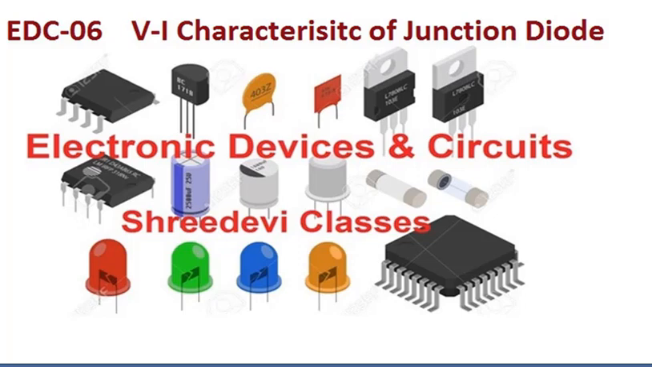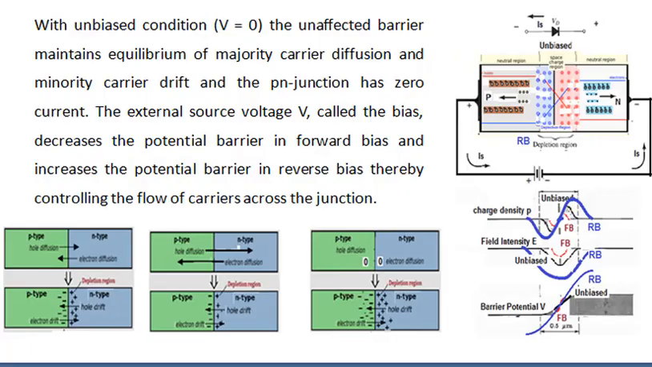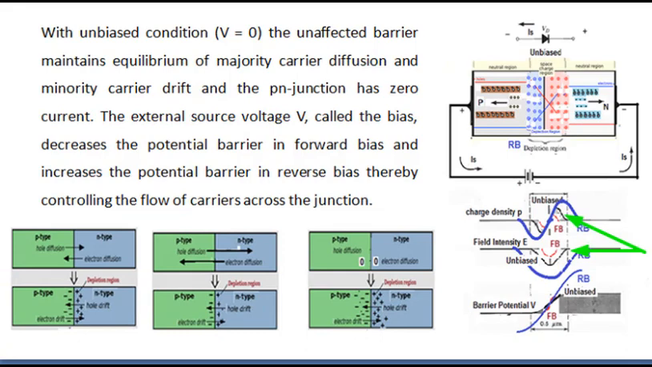Today's topic is VI characteristics of junction diode. Let's begin our topic. सबसे पहले हम study करते हैं unbiased condition. In unbiased condition, that means we have not connected any battery to the terminals of P and N. The charge density graph, field intensity and barrier potential is shown by black lines.